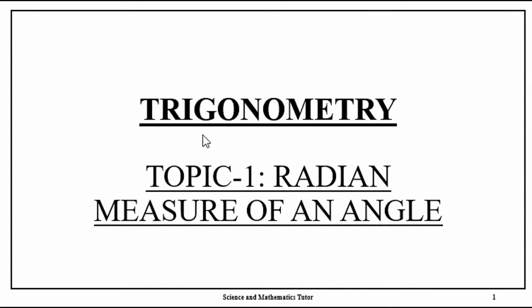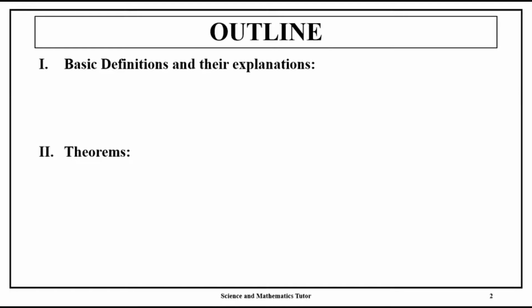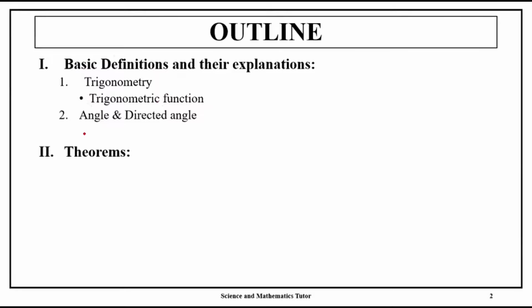In today's session, I will be discussing a topic related to trigonometry, that is, radian measure of an angle. So, the basic outline of today's session is the basic definitions which I will be explaining: trigonometry, which will be followed by the definition of angle and directed angle. Finally, what is the radian measure of an angle?